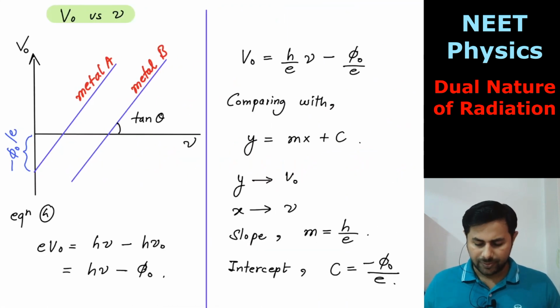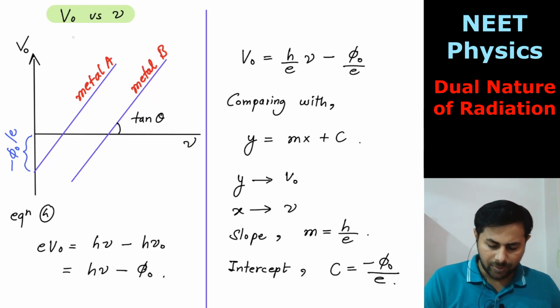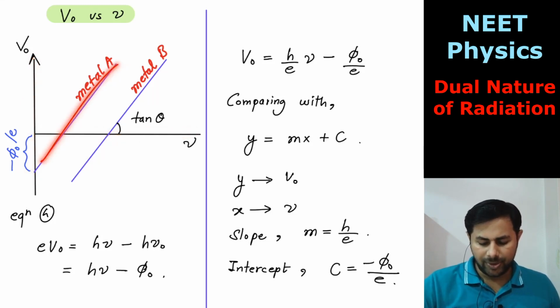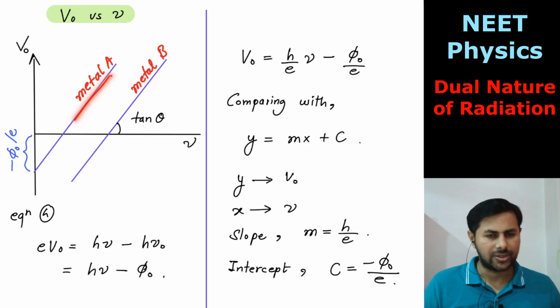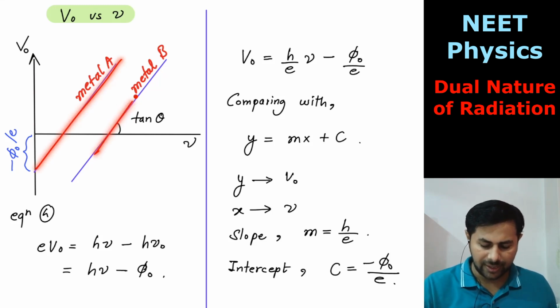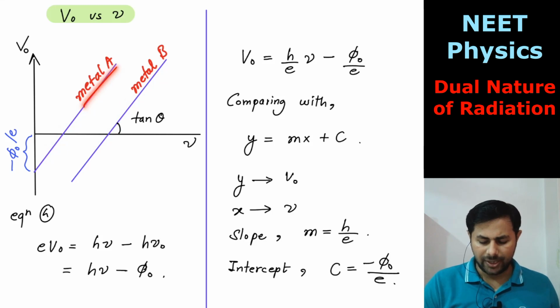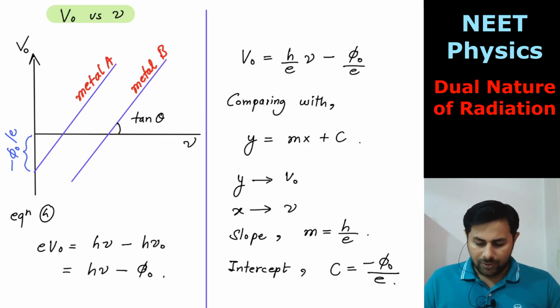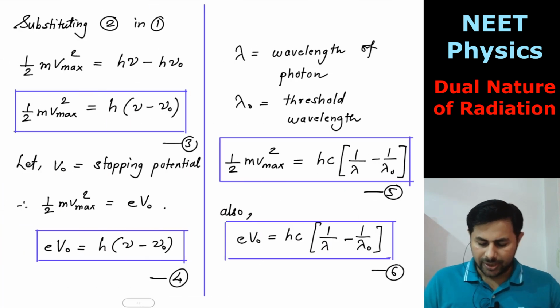All right. So then next, suppose there is one more graph left. Now see this graph. This is the stopping potential versus frequency graph of two different metals. You can see these are straight lines. This is for metal A, this is for metal B. These are straight lines. They are inclined with the horizontal axis at an angle of theta, right? So now this graph can be explained by using Einstein's equation.